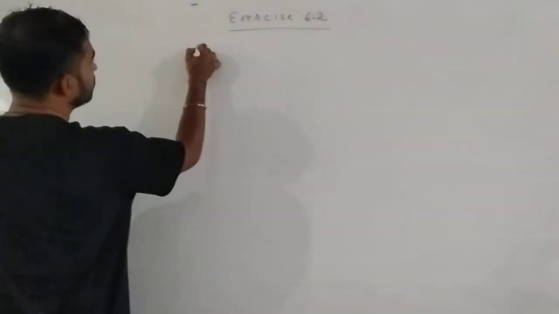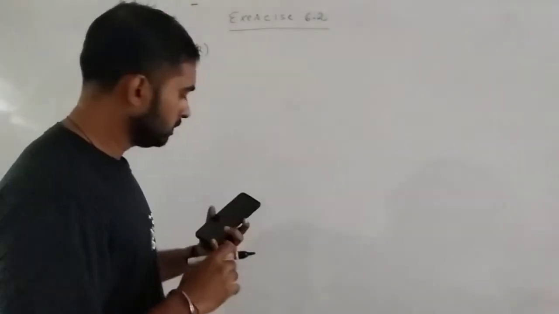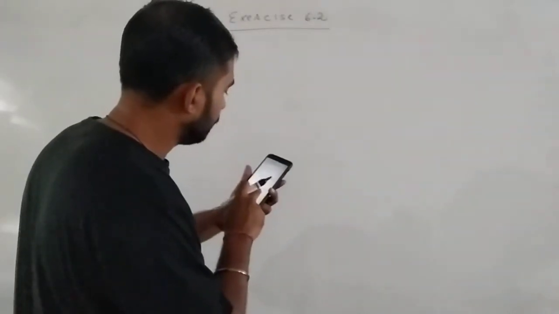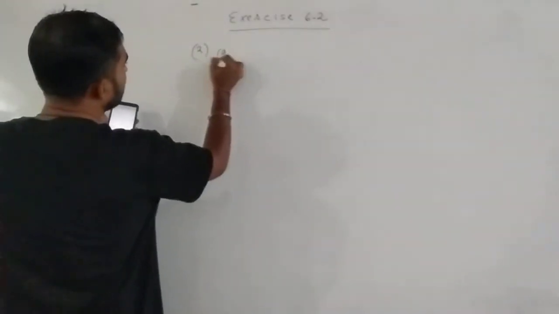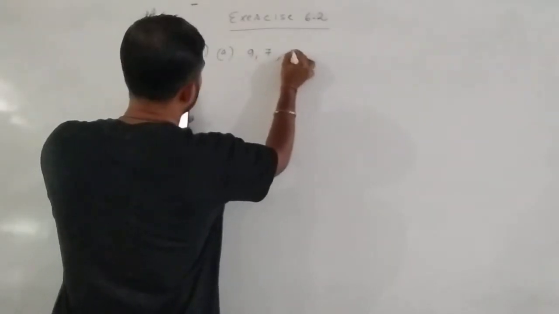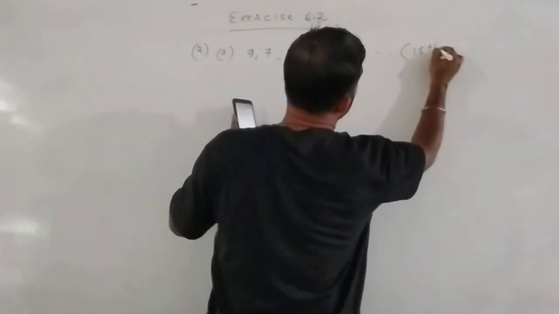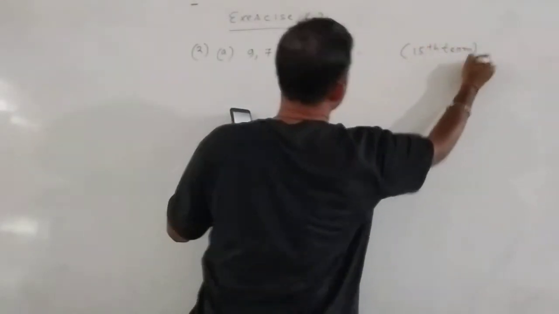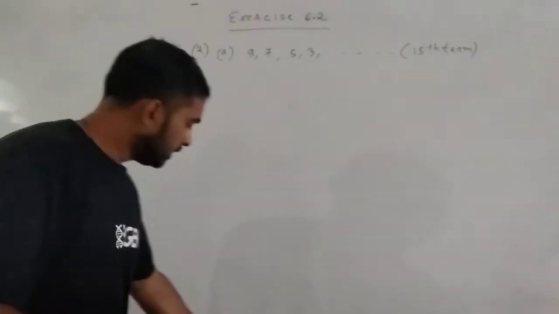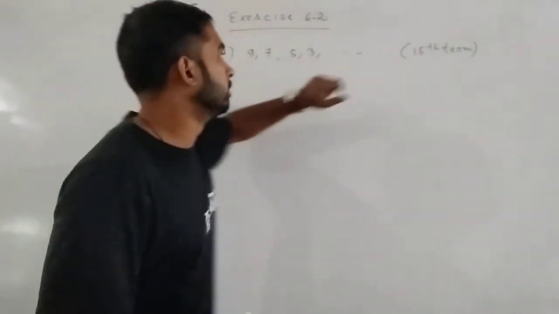Now question number 2. Question number 2 is: find the term mentioned in the bracket of the following sequences. Number 1, the given sequence is 9, 7, 5, 3, find the 15th term. Here it is mentioned that the sequence is in AP and we have to find out the 15th term.